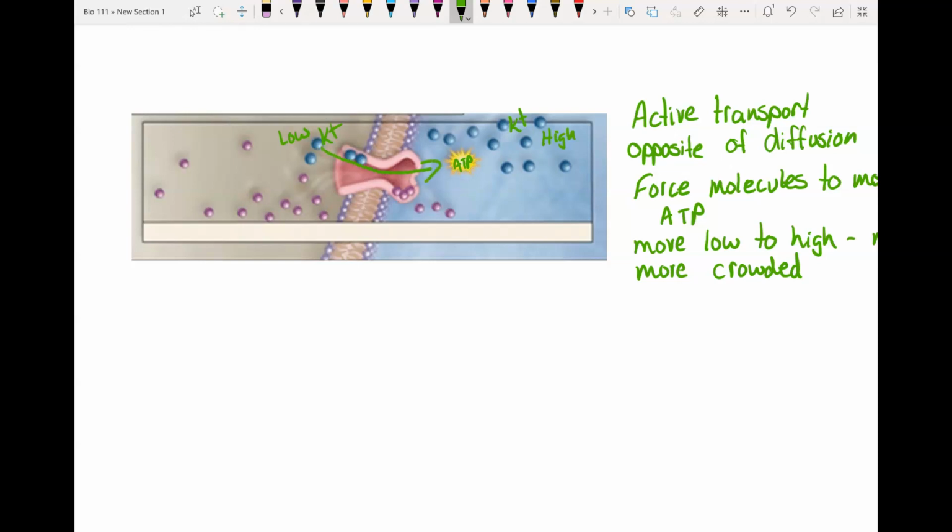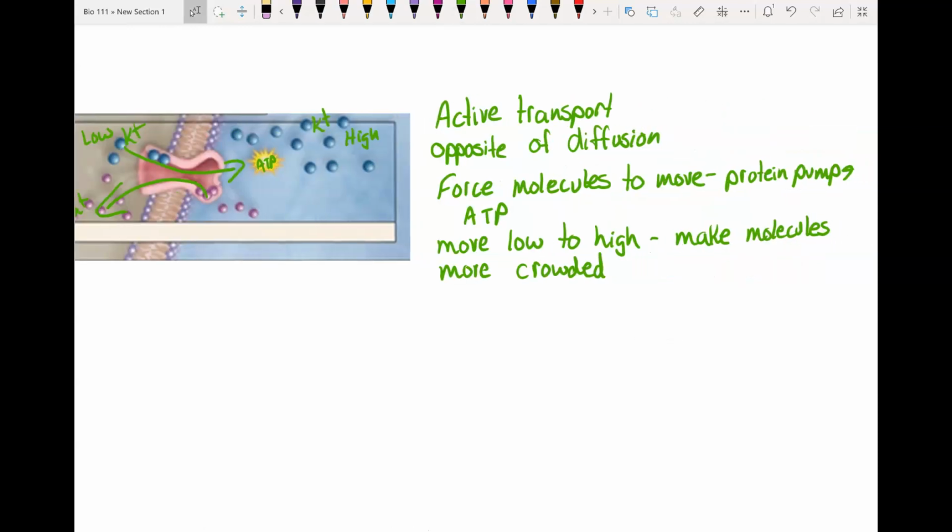It's moving in. You also have some sodium ions here. The pink ones are sodium. The sodium ones are moving out. They're moving from low to high. So this is a sodium-potassium pump. Your cells have sodium-potassium pumps.